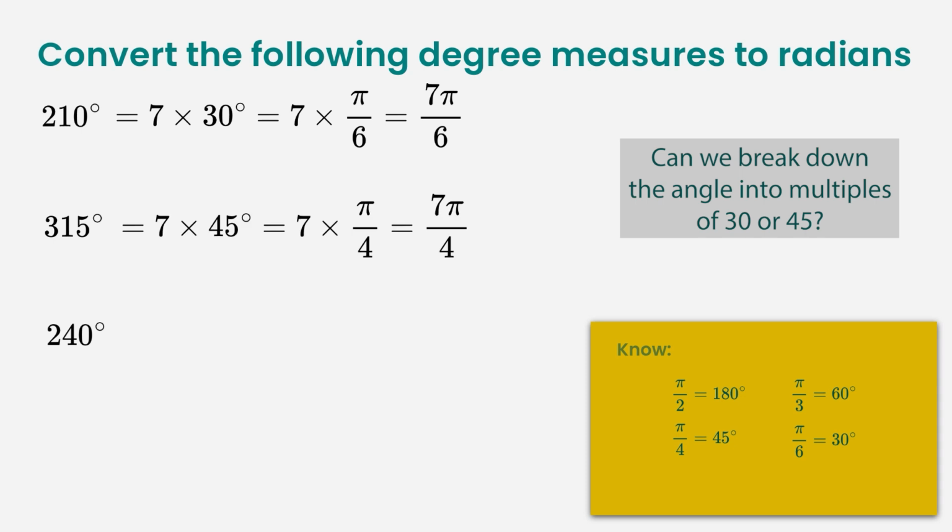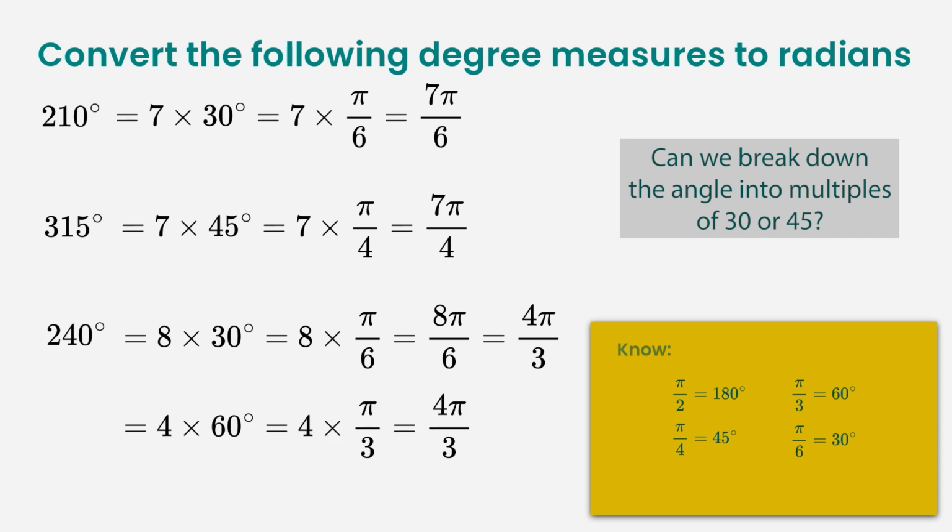315 degrees is 7 times 45. Since 45 degrees is pi over 4, 315 is 7 pi over 4. 240 is 8 times 30 degrees, so it's 8 pi over 6, which simplifies to 4 pi over 3. Alternatively, you can look at 240 as 4 times 60, and since we know that 60 degrees is pi over 3, it's 4 pi over 3.